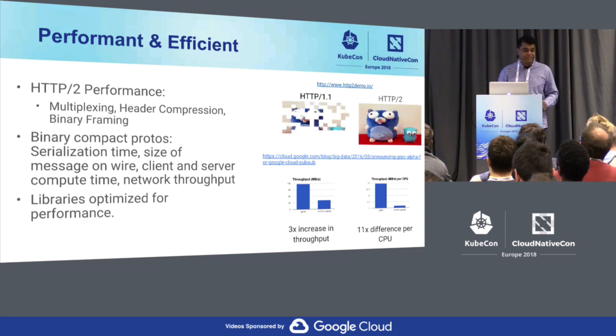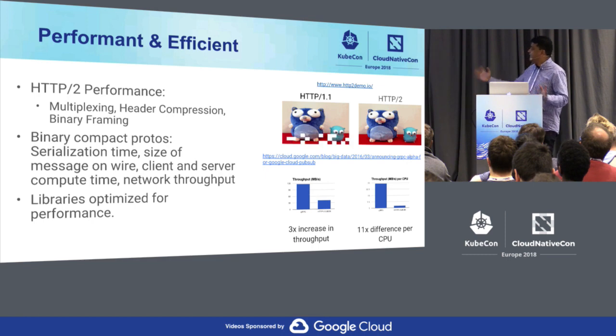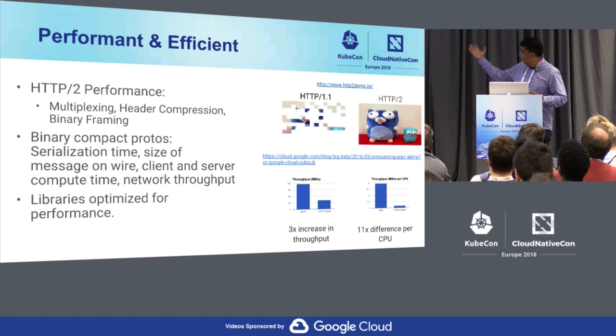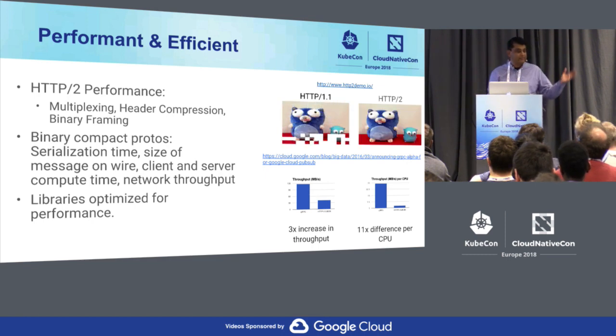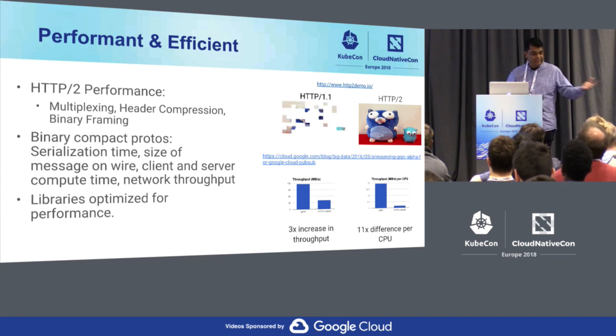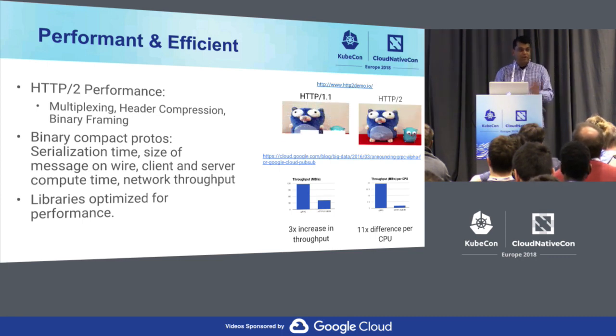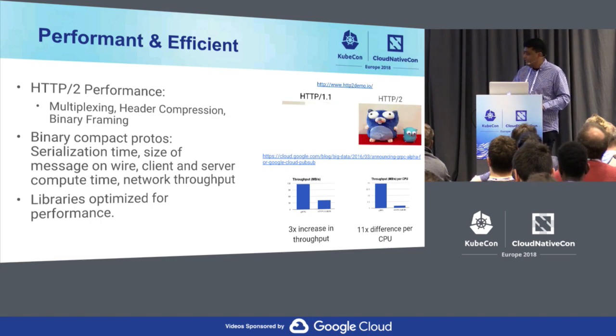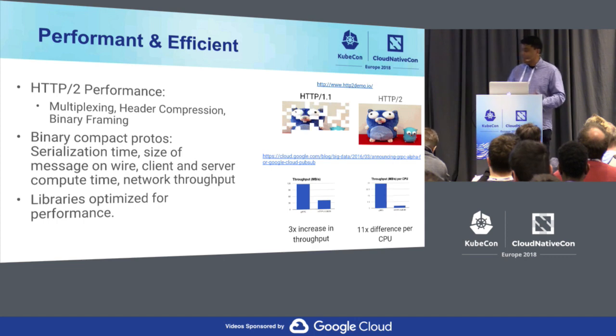If you're using HTTP, JSON, or REST, you can see, this blog post talks about 3x improvement in throughput, 11x improvement in CPU. So you can get lots of performance benefits over, say, HTTP, JSON, REST using this. And then the libraries have been built, and performance is a key priority for us, and we've been building the libraries with performance in mind.